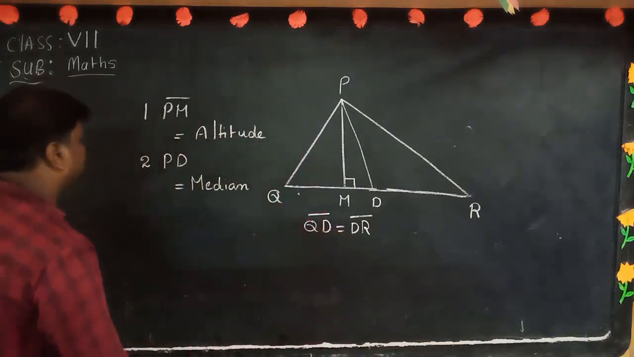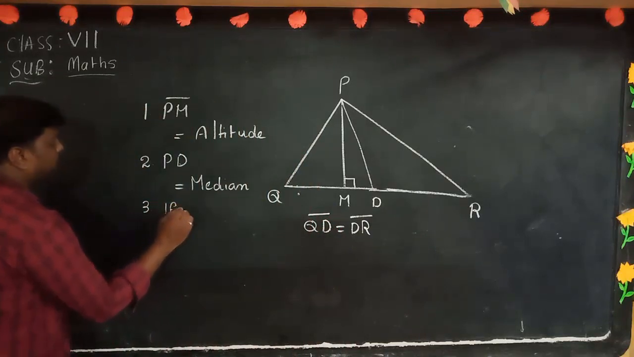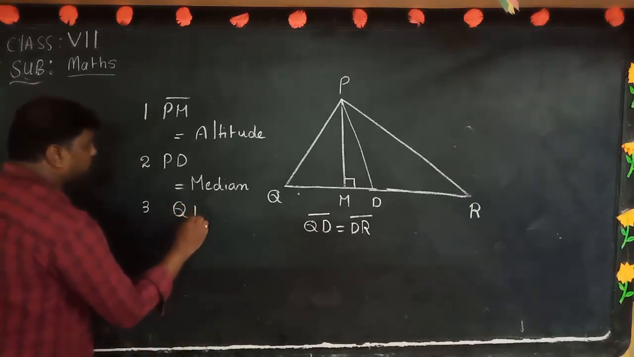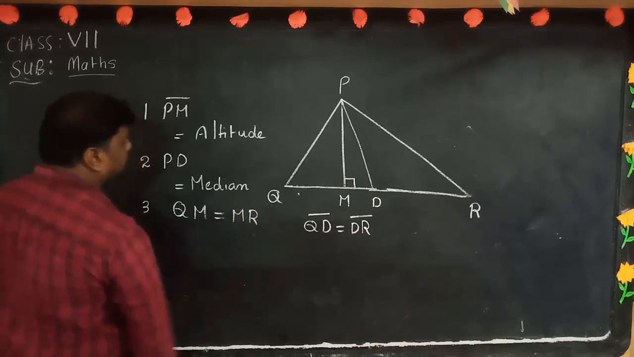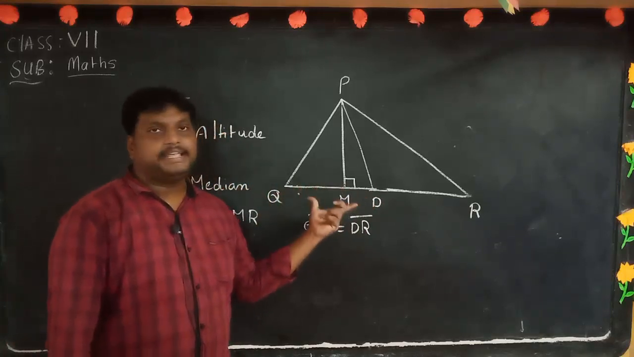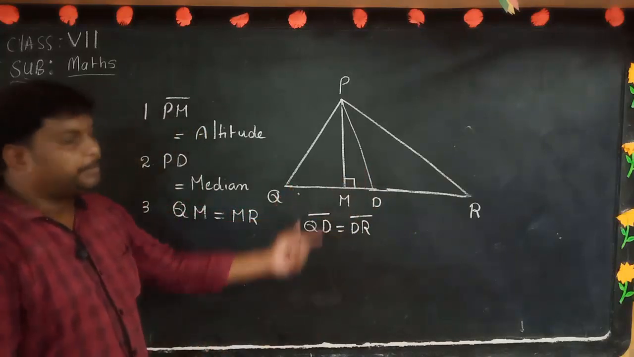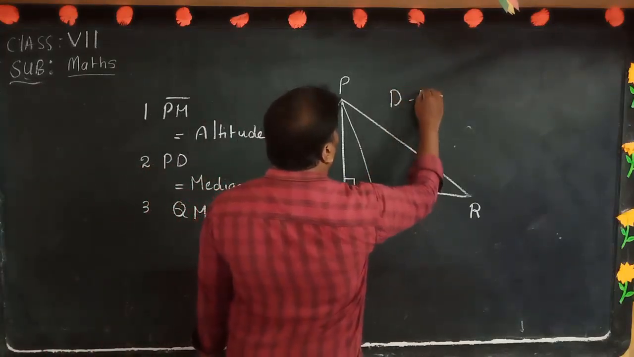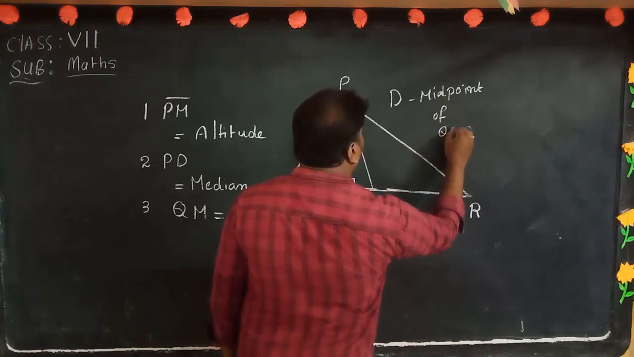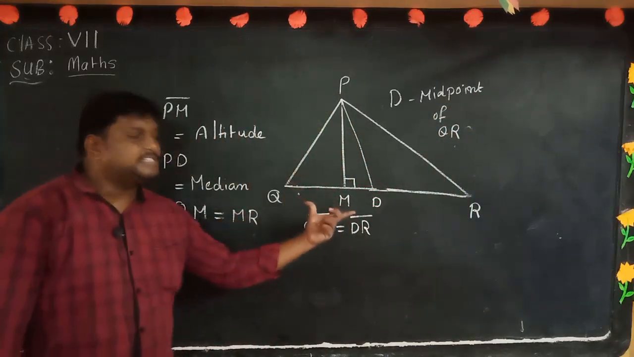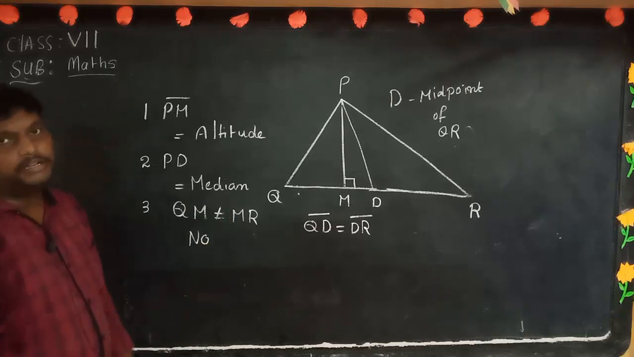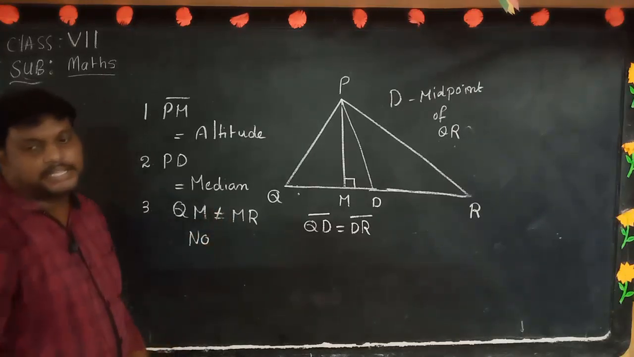Next, the third one: QM is equal to MR. QM is equal to MR means the distance from Q to M and M to R are equal, or not? Actually, QD is equal to DR, we already know. According to the problem, D is the midpoint of QR. Then QD is equal to DR. But QM is not equal to MR. Why? Because both are not equal. Okay, this is the first problem.